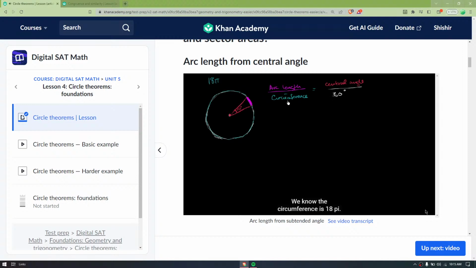So let's just think about that. We know the circumference is 18 pi. We're looking for the arc length. I'm just going to call that A for arc length. That's what we're going to try to solve for. We know that the central angle is 10 degrees, so you have 10 degrees over 360 degrees.